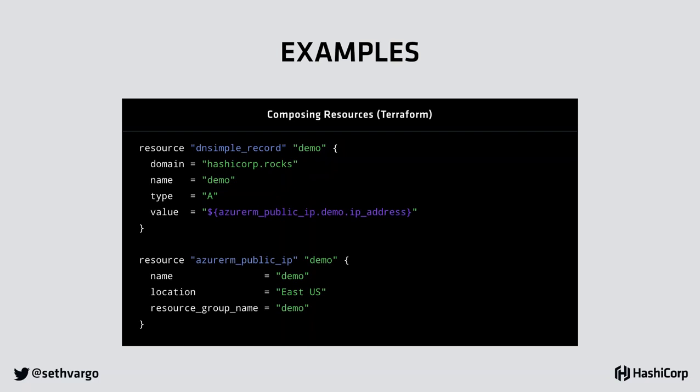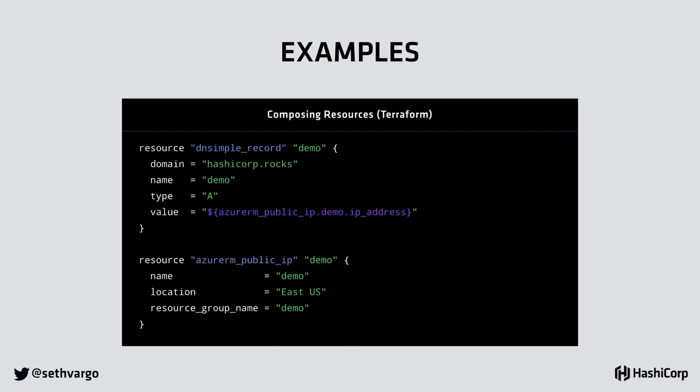As infrastructure increases in complexity, the order of operations is incredibly important. In this simple example, the order of operations is important. I'm creating a DNS record in a provider known as DNS Simple. They're just a public DNS company. And I want the A record of that DNS, which is hashicorp.rocks, to point to the public IP address of the Azure public IP that I provisioned.